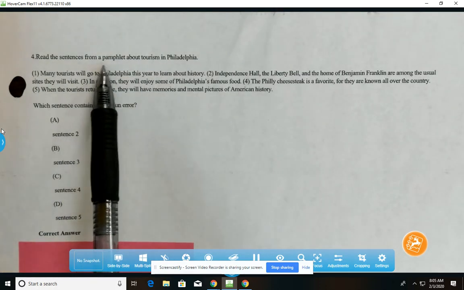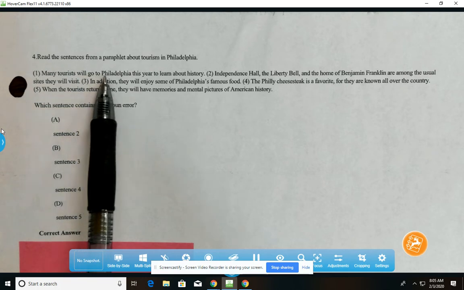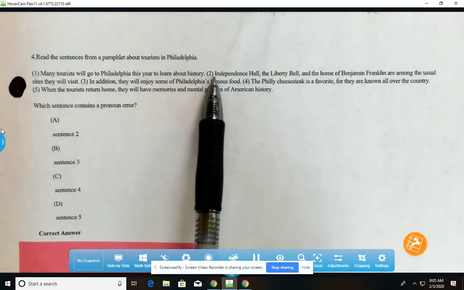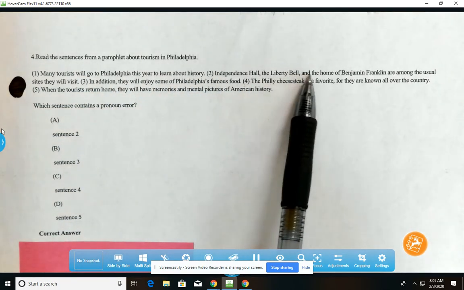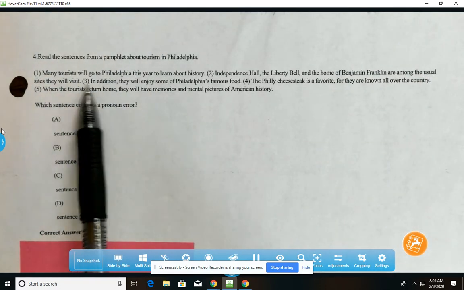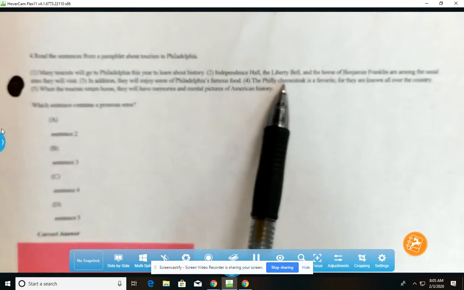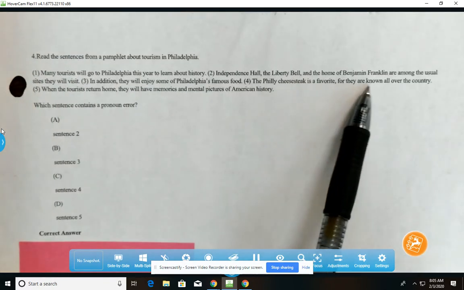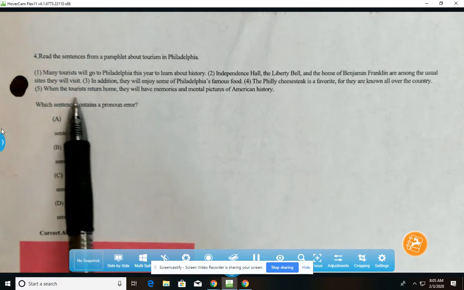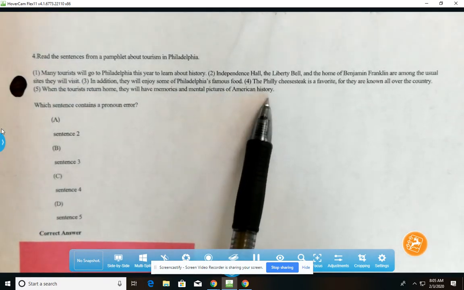Read the sentences from a pamphlet about tourism in Philadelphia. Many tourists will go to Philadelphia this year to learn about history. Independence Hall, the Liberty Bell, and the home of Benjamin Franklin are among the usual sites they will visit. In addition, they will enjoy some of Philadelphia's famous food. The Philly cheesesteak is a favorite, for they are known all over the country. When the tourists return home, they will have memories and mental pictures of American history.